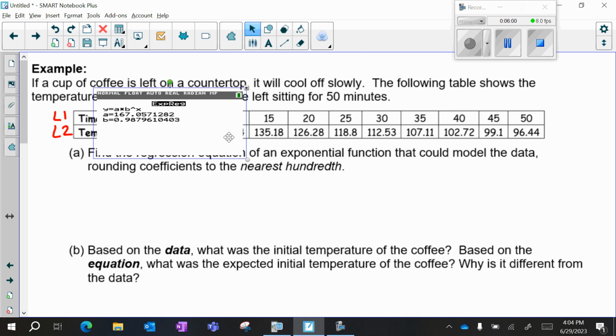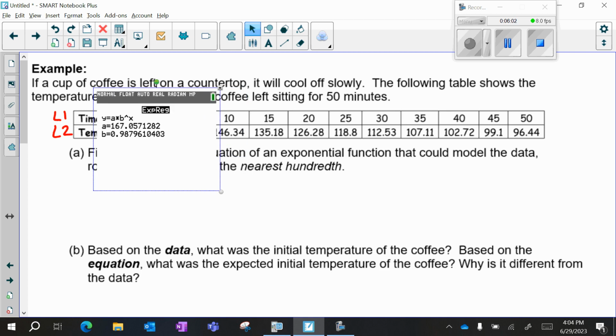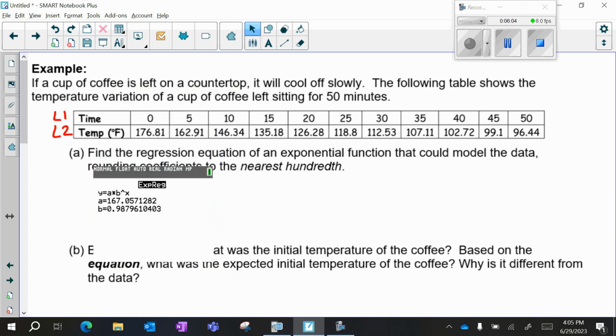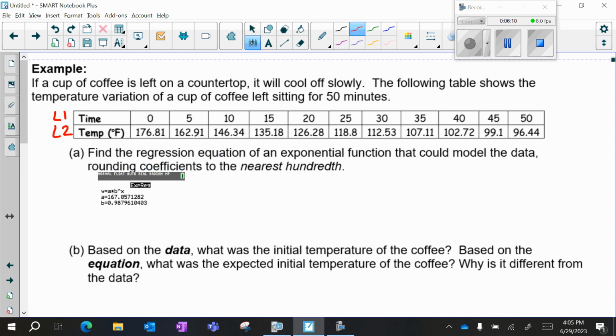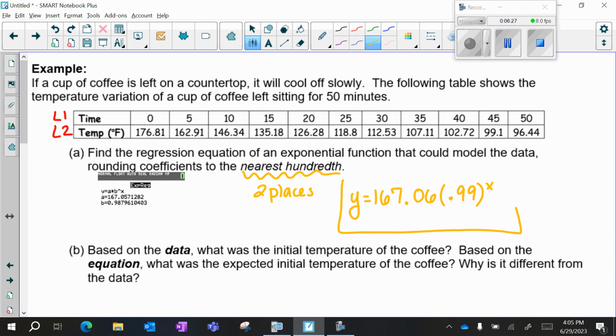So you always want to copy all of this information down just so you have it on your screen. And then they want us to round, in this case, to the nearest hundredth. So remember that nearest hundredth is 2 places. So my equation is going to be y equals 167.06 times 0.99 to the x power.